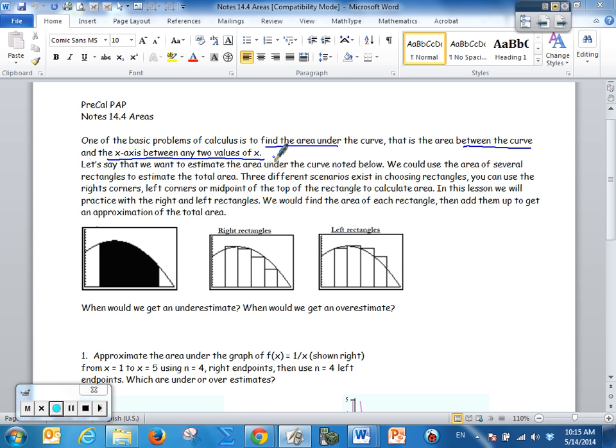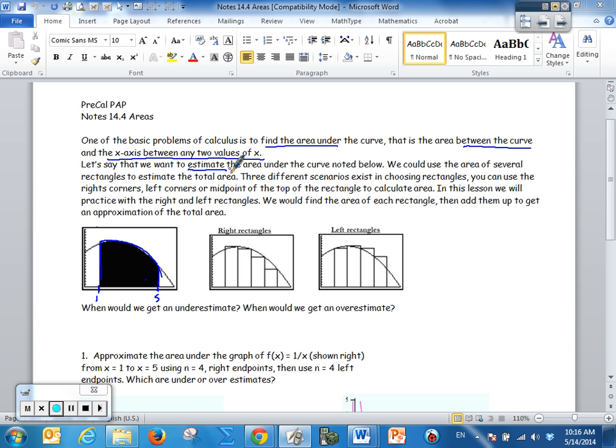So here's an example. Say this was 1 and that's 5. This calculator is actually calculating this area, and you've seen that before. We've worked on that before with the calculator, where it will calculate the area under the curve for you. What we're going to be doing today is working on estimation techniques. The estimation techniques are pretty important.